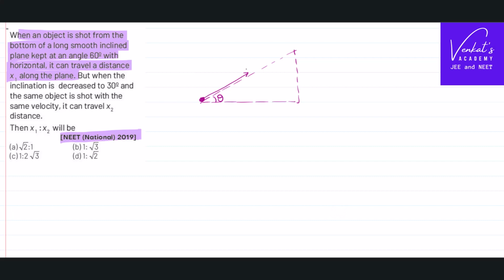That means it is going to travel a distance x. What do you mean by it can travel only a distance x? It means here it is going to stop. It's going to stop there, right? The object is shot from the bottom with a velocity u and it is stopped here.